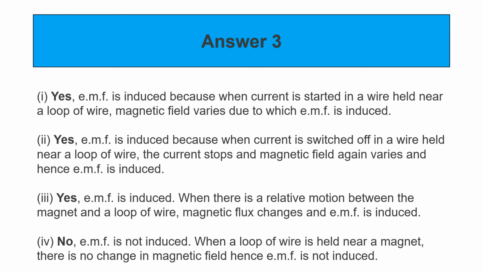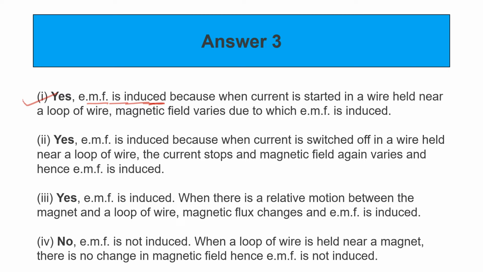Among the choices given, for the first choice the answer is yes, EMF is induced, because when current is started in a wire held near a loop of wire, the magnetic field varies, due to which EMF is induced. When current is started, it means the current is rising, it is increasing. When it is increasing, there is a change. Whenever there is a change, an EMF is induced. Therefore, in the first case, the answer is yes.